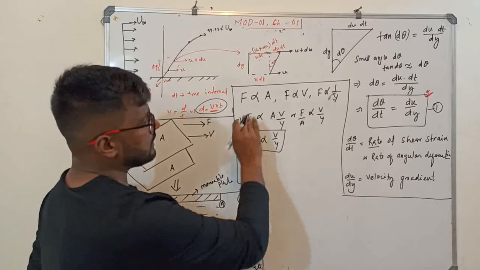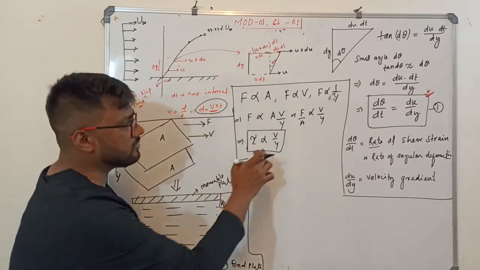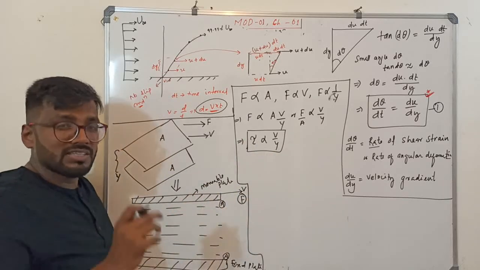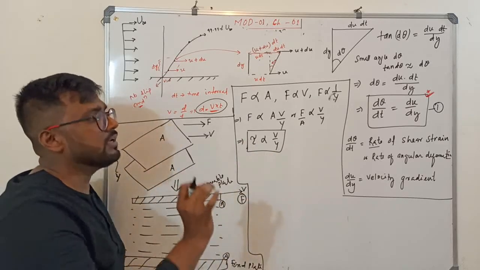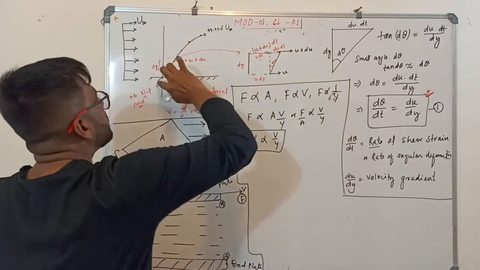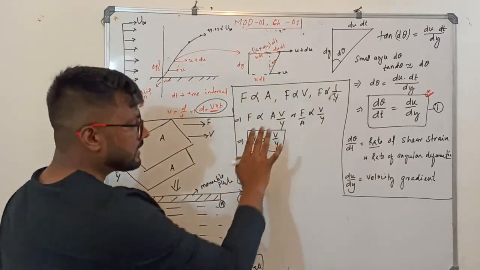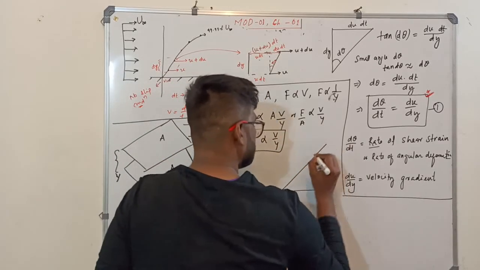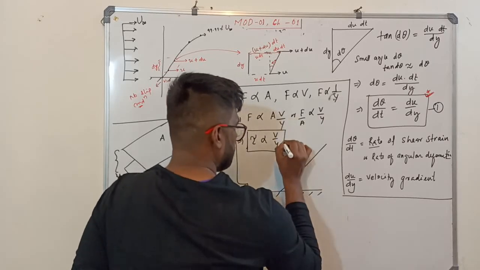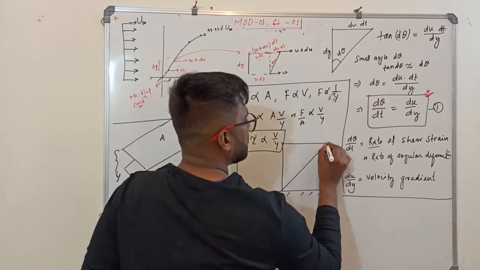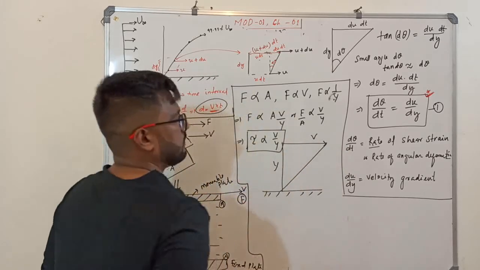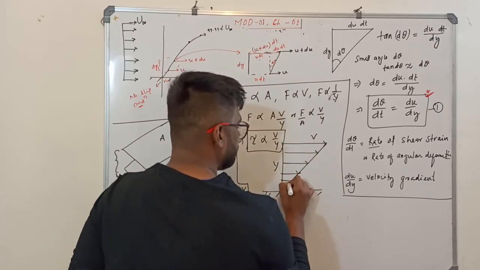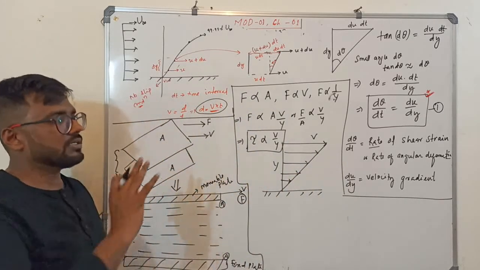But these results are only valid, remember, because we have written V as the direct absolute velocity and Y as the direct depth. These are only valid when your velocity profile is linear. Here we have seen a different velocity profile, isn't it? This is only valid when your velocity profile is linear, like this. When the velocity profile is linear, this is V, this is Y, then only it is valid. We'll prove it after some time.